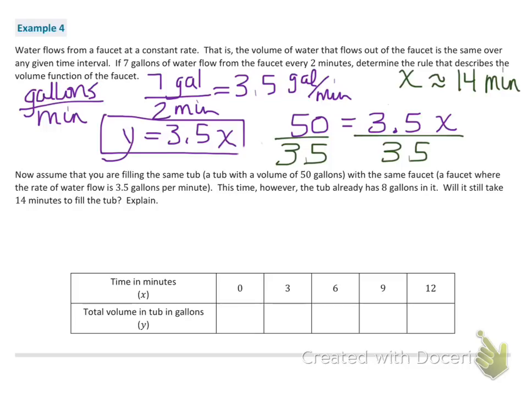So if we had y equal to this flow rate, 3.5 gallons per minute times the number of minutes, but the tub already has 8 gallons in it, I want to add the 8 here, because remember y is in gallons, and so we already have 8 gallons here. So we've got a head start. So we don't need quite as much water to flow to get the tub full.